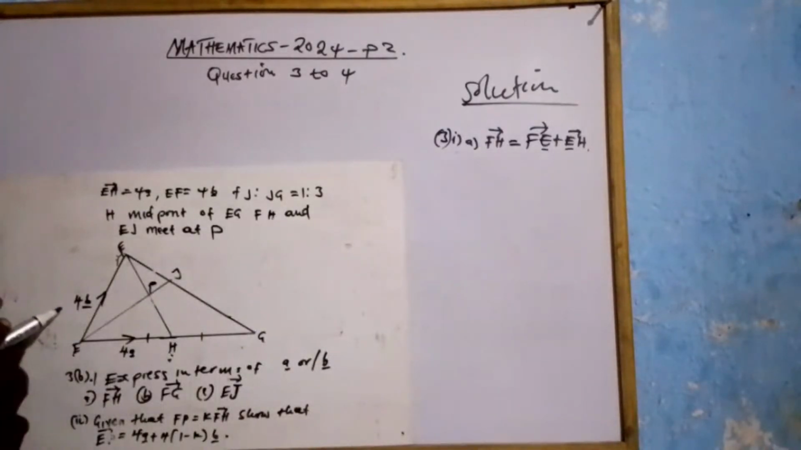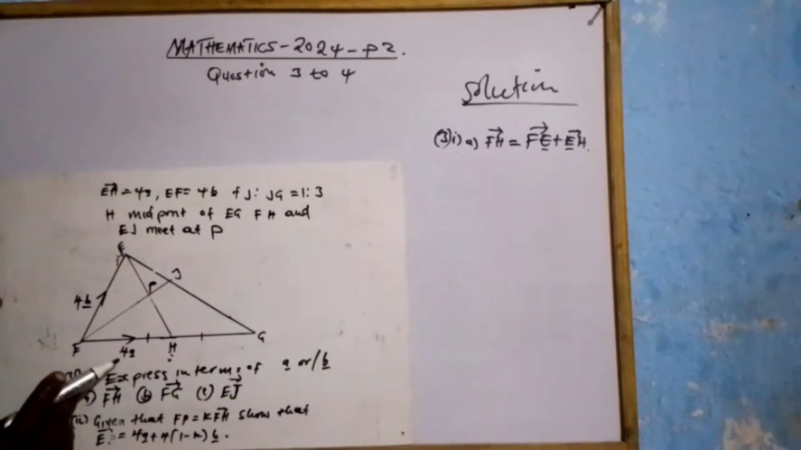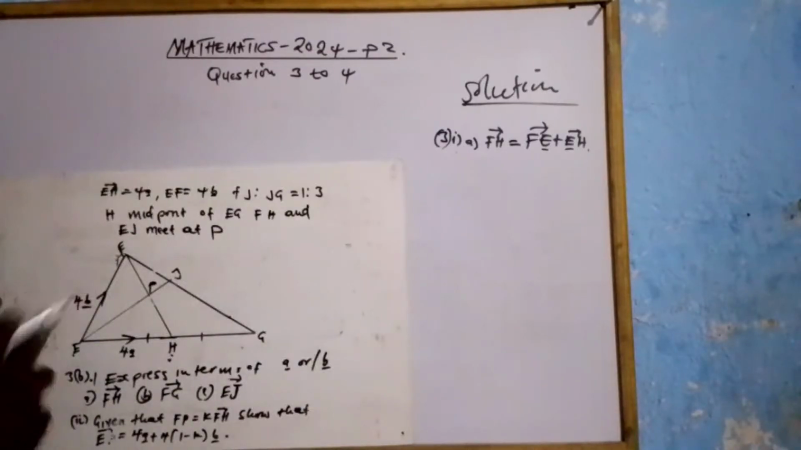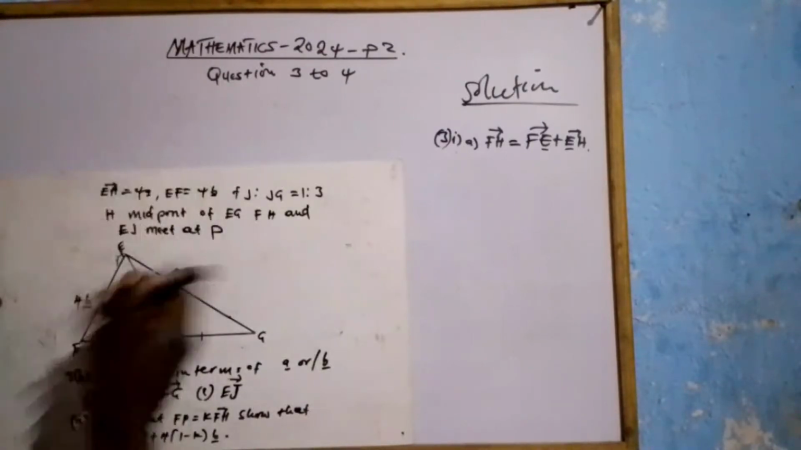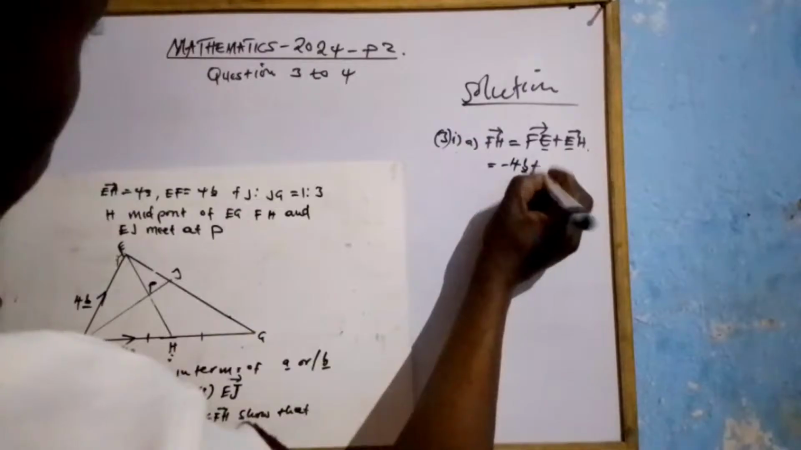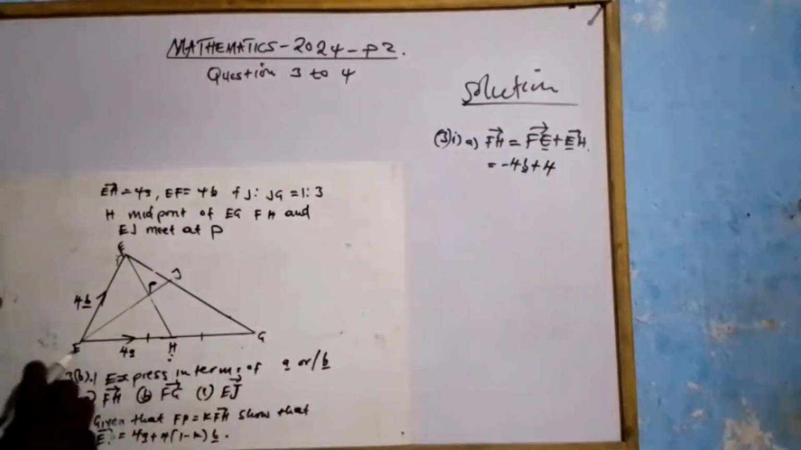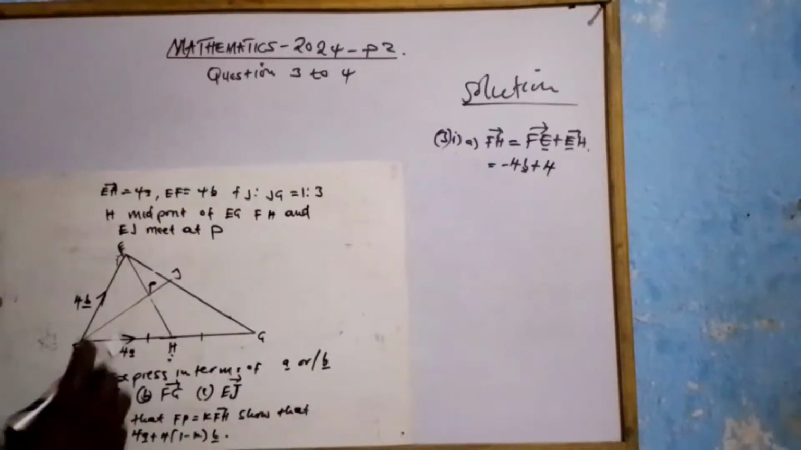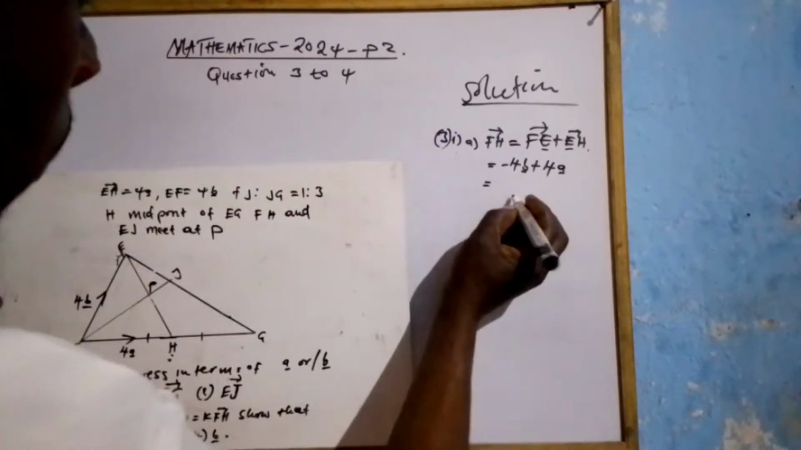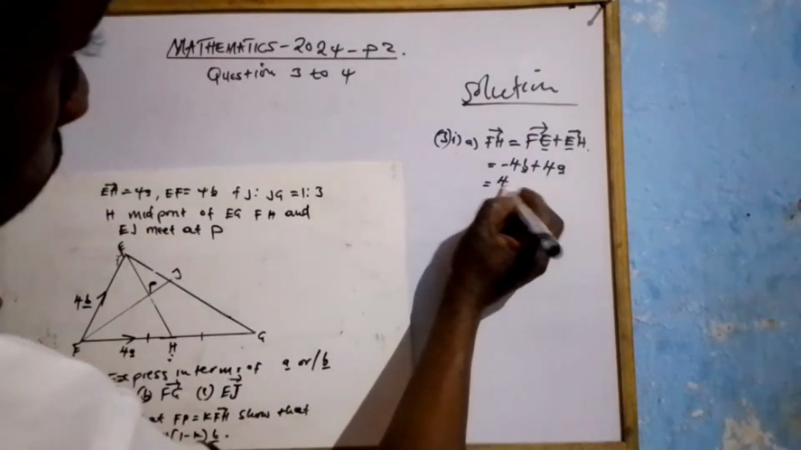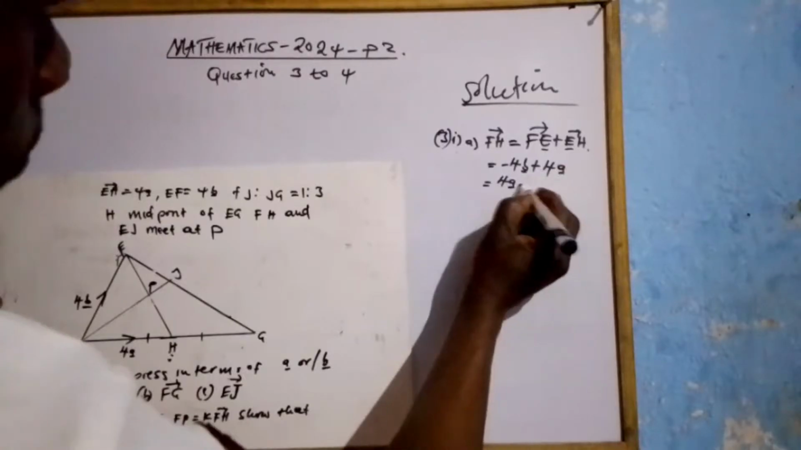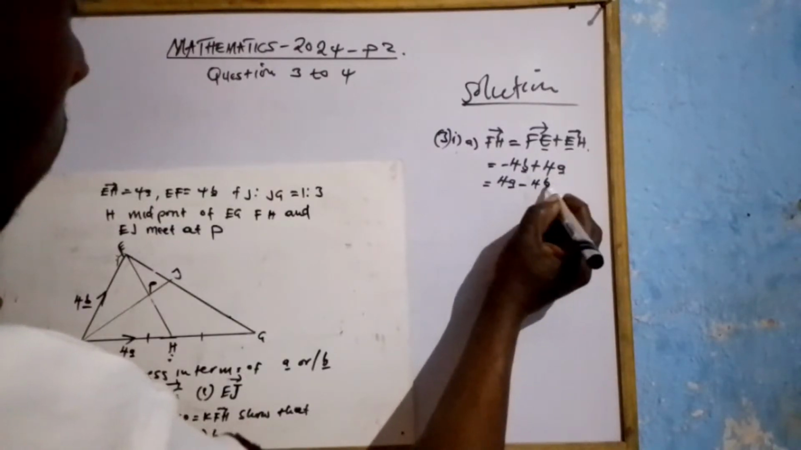If you can see here, we have 4b, because in FE we are moving in the opposite direction. The direction is just going up, so we are moving in the opposite direction. The answer will be minus 4b plus 4a, which is in the right direction. So here now we start with the positive one, which is 4a minus 4b.